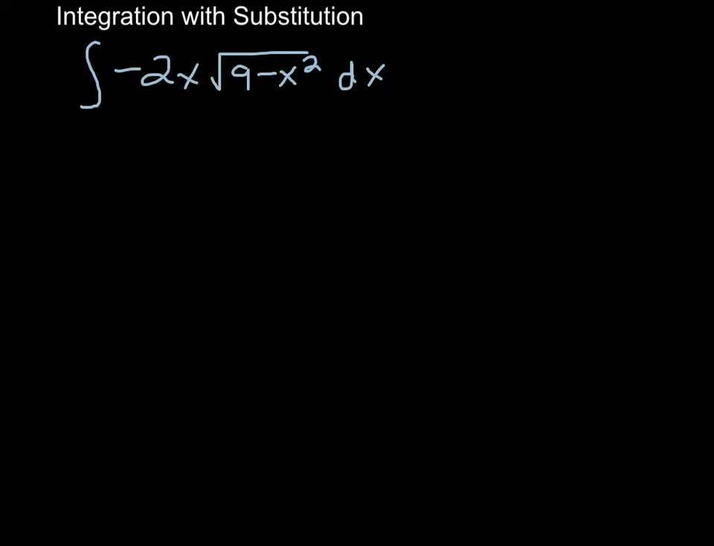Well, I know that if we take the derivative of 9 minus x squared, we get negative 2x. So I'm going to use our method of u substitution here. I'm going to say u is equal to 9 minus x squared. That means the derivative of u is equal to negative 2x dx.